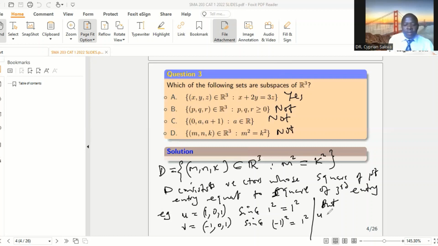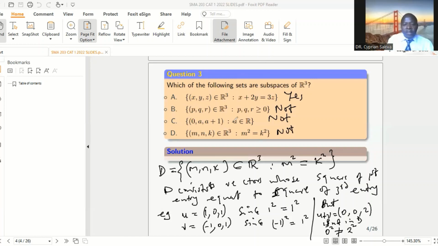u plus b will be, if I add this, I will have a 0. If I add that, I have a 0, just adding the corresponding entries, and this will be 2. This is not in D, because I can see that the square of the first element is not equal to the square of the third element. So it's not in D, and therefore that means that D here is not a vector subspace.